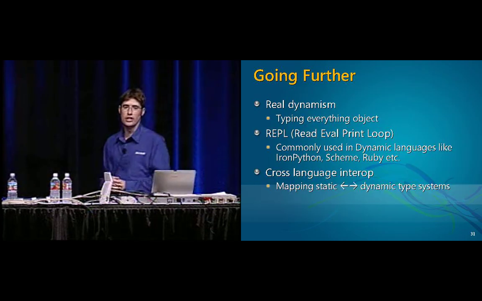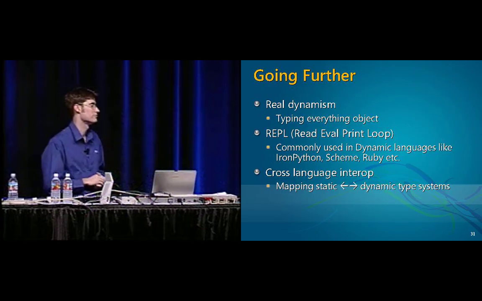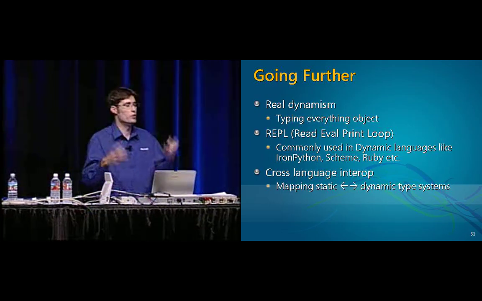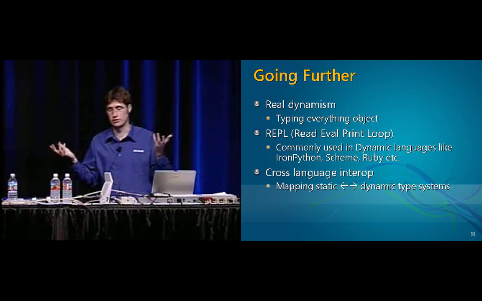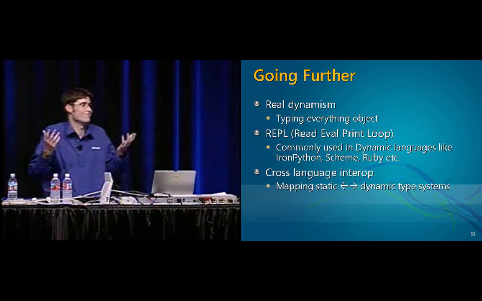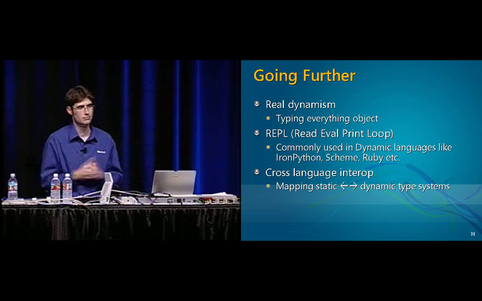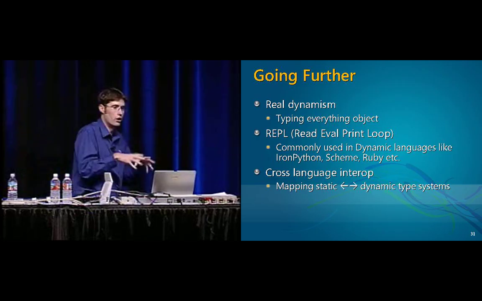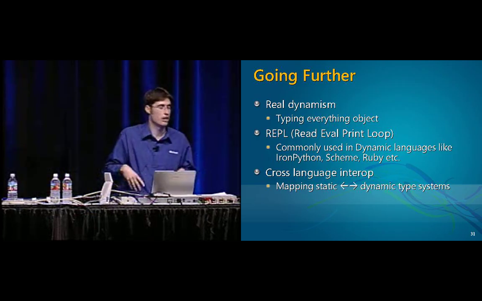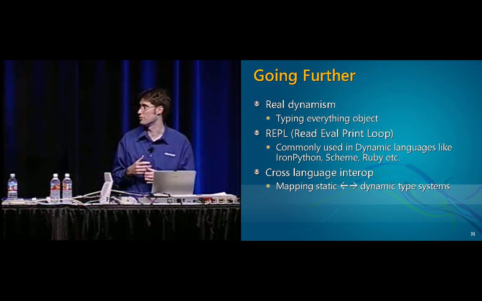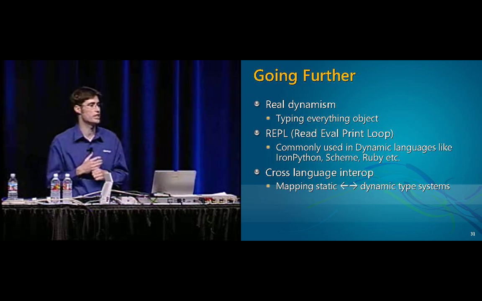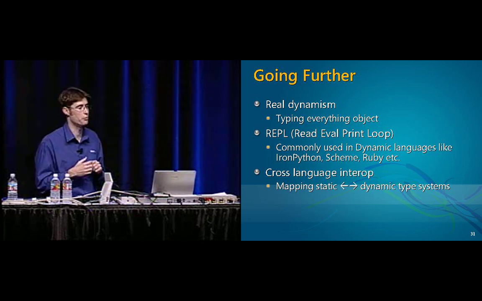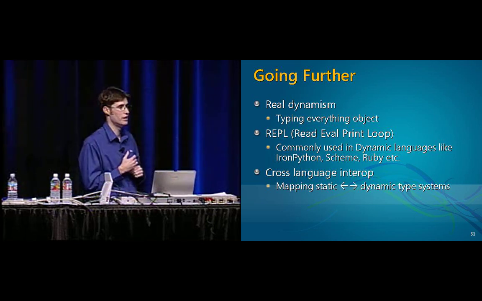Okay, going further, real dynamism. If you want to get that kind of really dynamic experience, we did a lot of type coercion and type inferencing. What you could do is just say, make everything object. I mean, we need to go at the root of the CLR object hierarchy, and that's, of course, System.Object. So what if we make all our storage locations typed as object? So then I could have an interesting expression or statement like this.